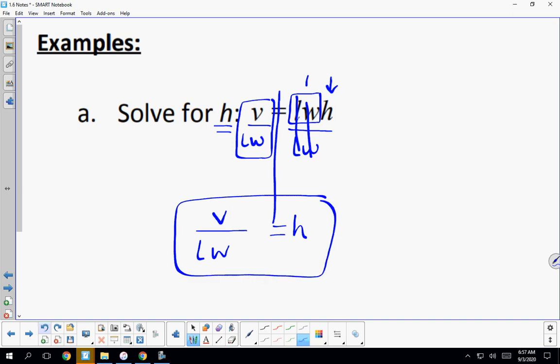Isolating a specific variable is helpful if, let's say, we need an equation to talk about the height. So this original formula is the volume of a rectangular prism. Maybe we want the height of the rectangular prism, and so we can use this simplified version to find the height of any rectangular prism.